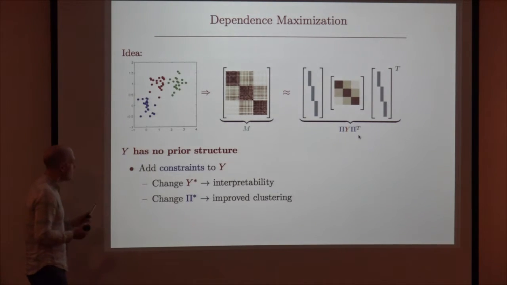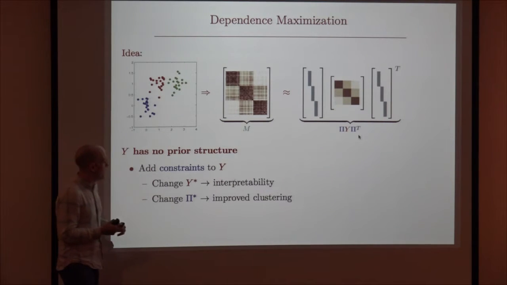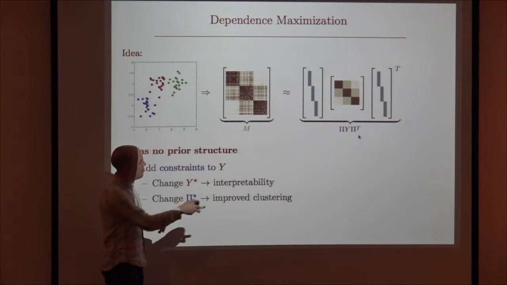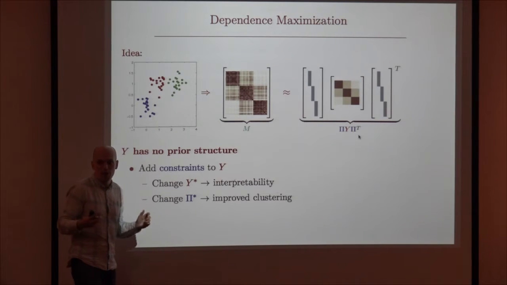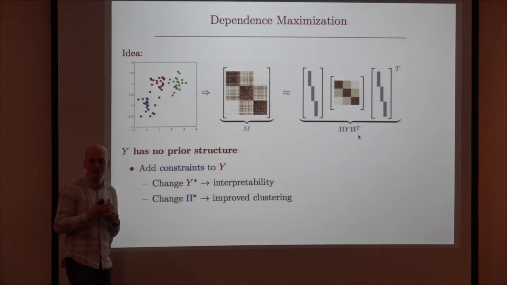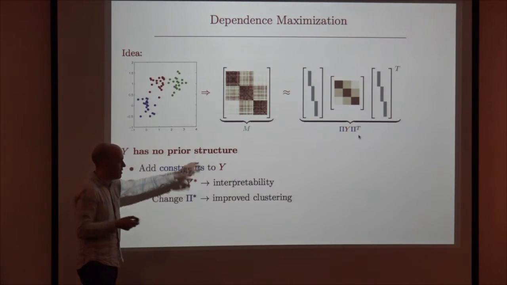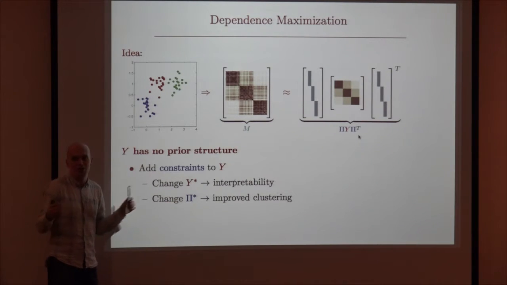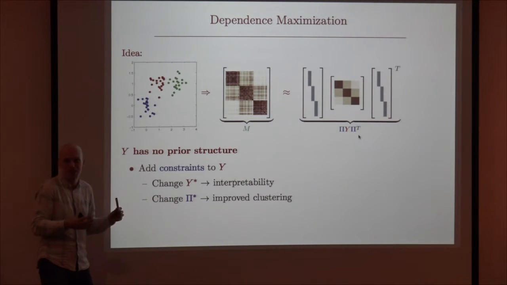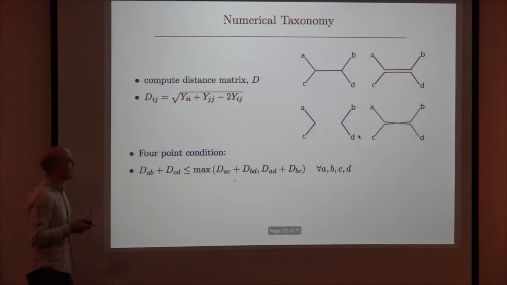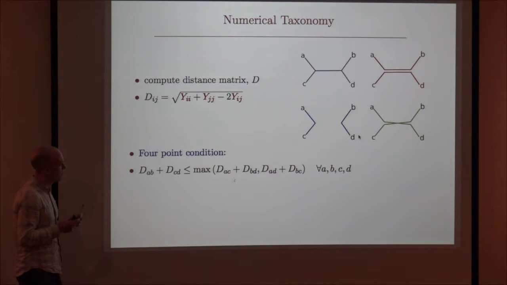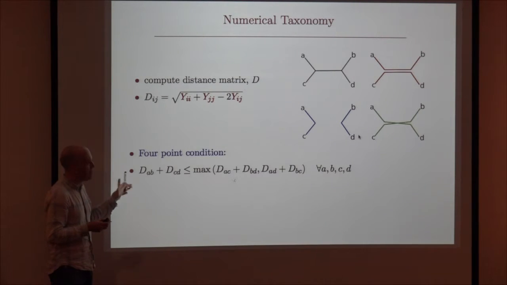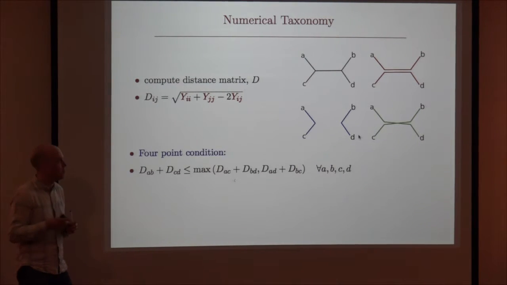What I'm going to have to do is change this matrix here to ensure that my clustered points follow a taxonomy. And in changing that matrix, I'm probably going to have to rearrange some of my points and move them to different clusters so that I get a good clustering. So let's see what rules a matrix of distances needs to satisfy if it's to be a taxonomy.